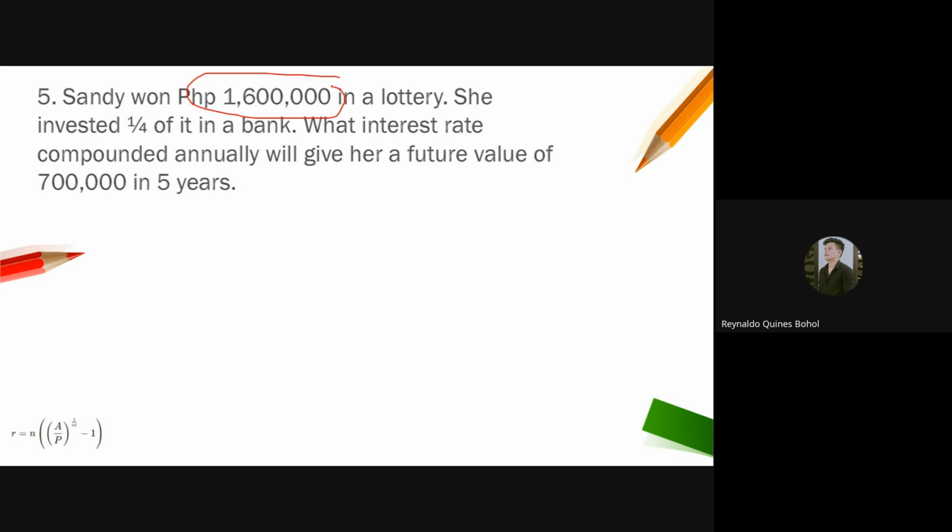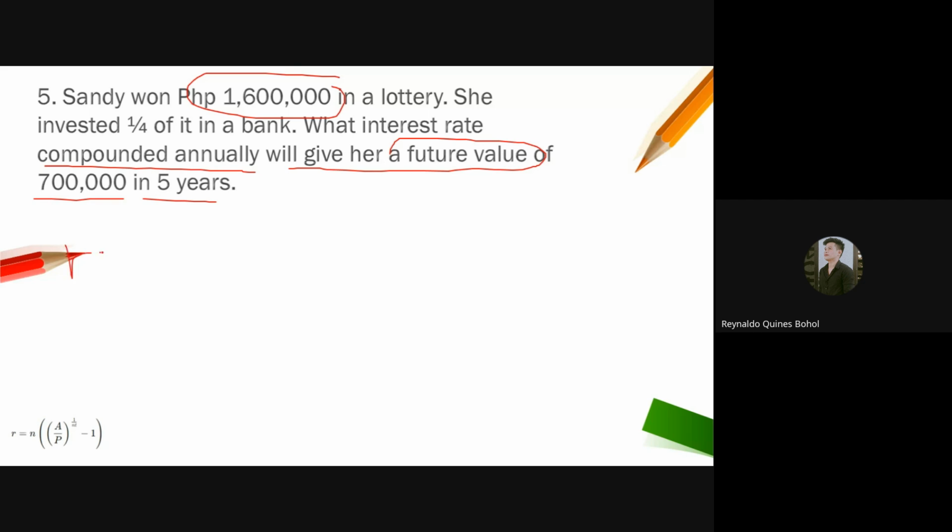Isang daw, nanalo siya ng 1,600,000 in a lottery. She invested 1/4 of it in a bank. Then what interest rate compounded annually will give her a future value of 700,000 in 5 years? I will give you 2 points for this and your timer starts now. Go. Write your answer in chat box.